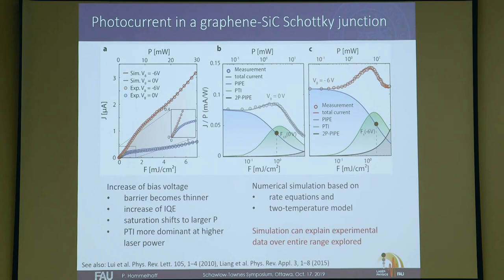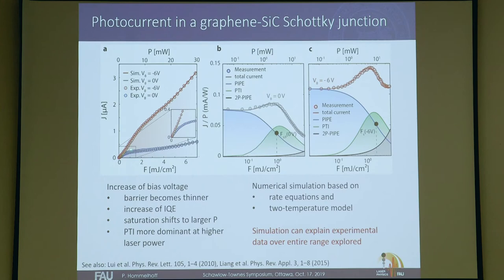What we have here is the current that we measure as a function of laser fluence that we apply. This red curve is for a relatively large reverse bias voltage, so a small Schottky barrier. This is for a relatively high Schottky barrier, 0 volts. These curves are not really easy to understand, and yet our theory curves, the solid lines, fit almost perfectly to the data points. Why is that? Because we really understand the processes involved here.